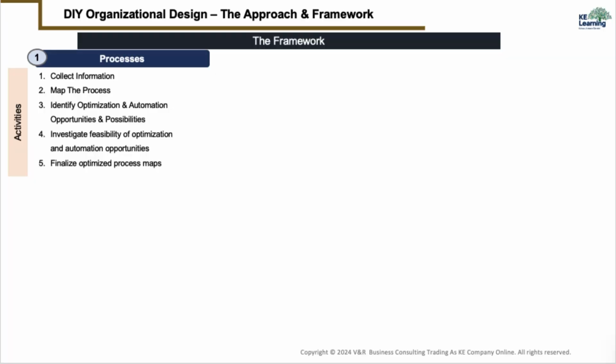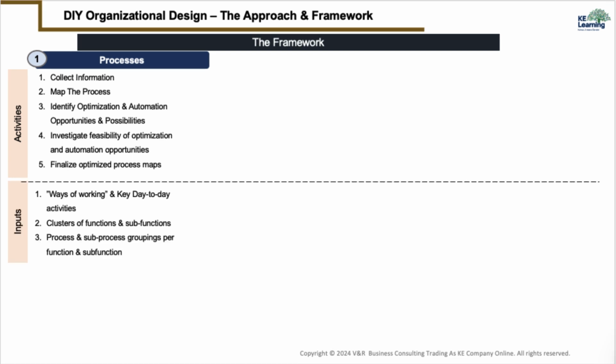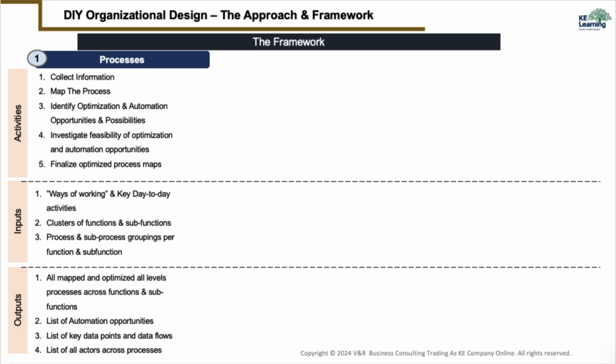Right then, let's do a quick recap. So the starting point of our DIY organizational design framework is the component of processes, which involves a list of key steps across the main activities of process mapping, process optimization, as well as process automation. These activities are dependent on a number of inputs that are essential in the performance of the given activities, leading to key outcomes that will get us closer to our objective of building the operational architecture.